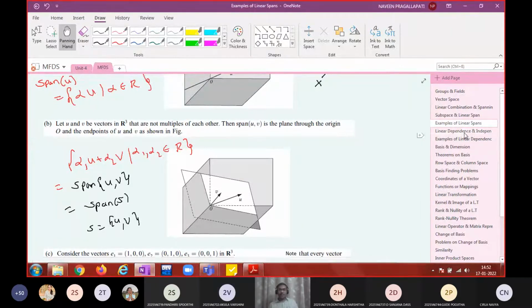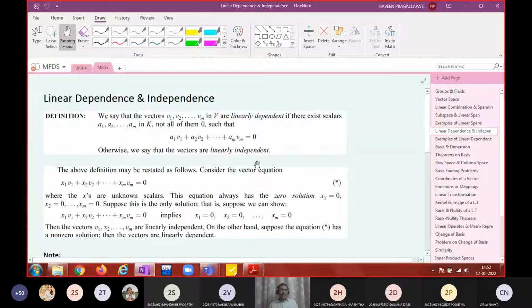Yes, sir. Next concept is about linear dependence and independence, and we discussed this concept several times. We say the set of vectors are linearly dependent if there exists a set of scalars, not all zero. That means there is at least one non-zero scalar such that the linear combination is zero. If such a set of scalars exists, then the given set of vectors is called linearly dependent. Otherwise, they are linearly independent.